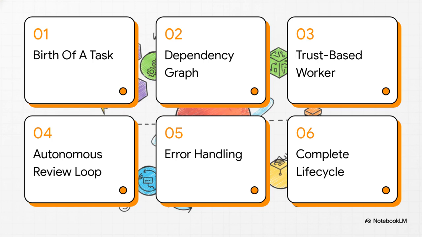Here is our literal flight plan for today. We'll be hitting 1. The birth of a task, 2. Mapping the dependency graph, 3. The trust-based worker, 4. The autonomous review loop, 5. Multi-layered error handling, and finally, 6. The complete Mars lifecycle. Let's start tracking our data right down the assembly line.